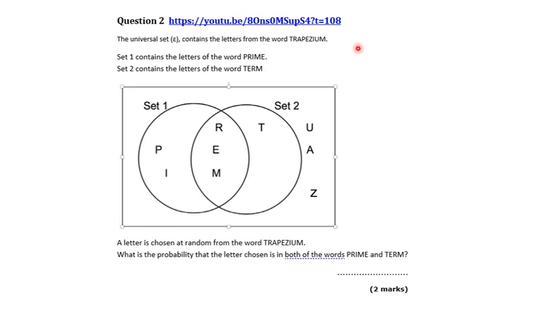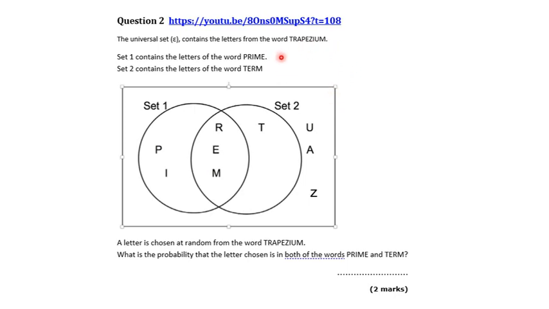For question 2, take your time to understand the question first. Read the information that we're given, take your time to look at the diagram before we attempt to answer it. First of all, the universal set, that's everything inside the rectangle, contains letters from the word trapezium. Let's check. T-R-A-P-E-Z-I-U-M. So all of the letters from the word trapezium appear once in the Venn diagram.